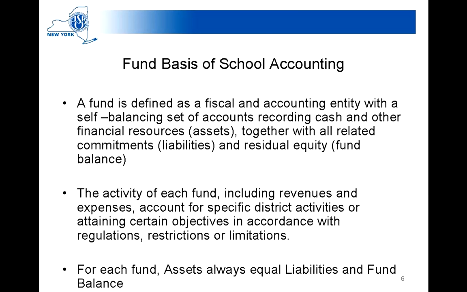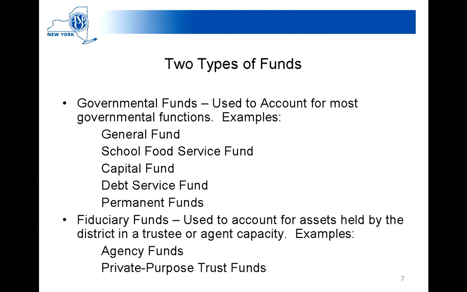They are designed for a specific set of purposes, and let's see if we can talk about some of those right now. There are two types of funds, governmental and fiduciary. Let's talk about the governmental funds. You can see, first of all, the general fund is by far and away the largest. We have the school food service fund, the capital fund, the debt service fund, and permanent funds.